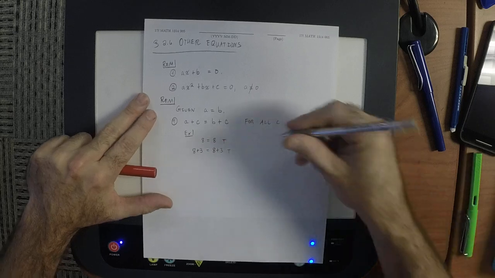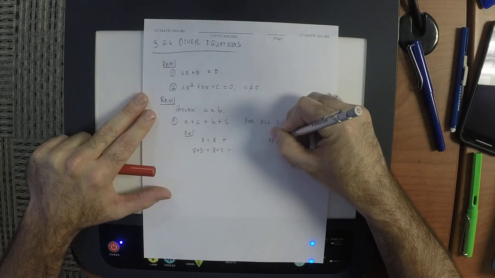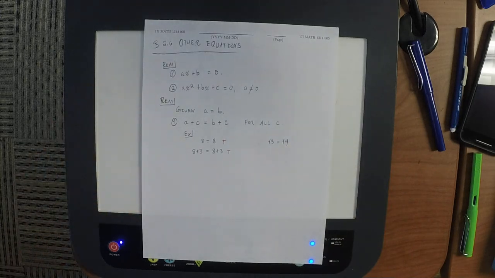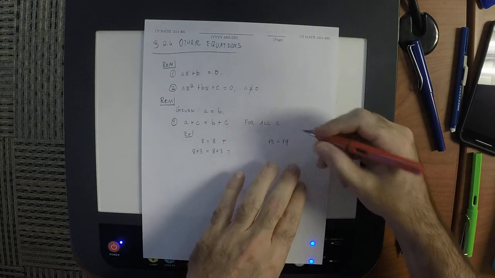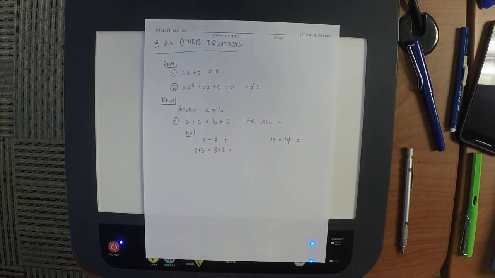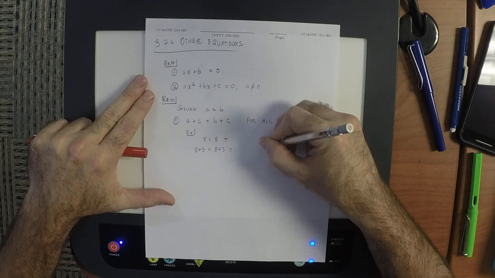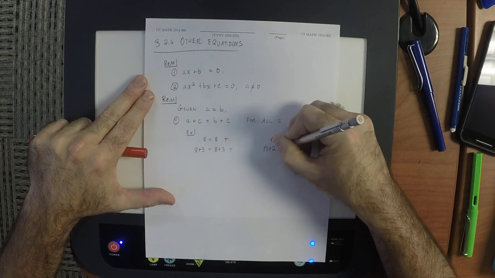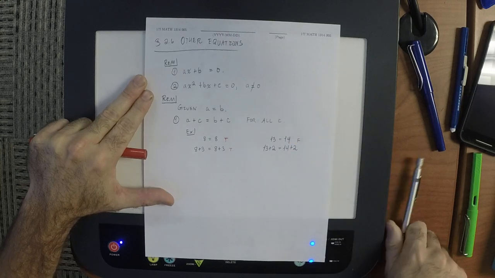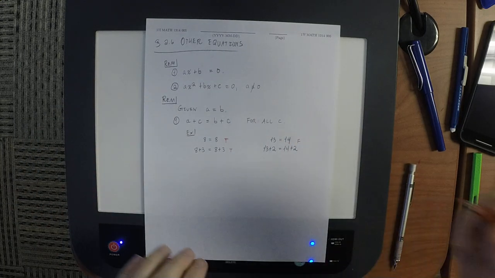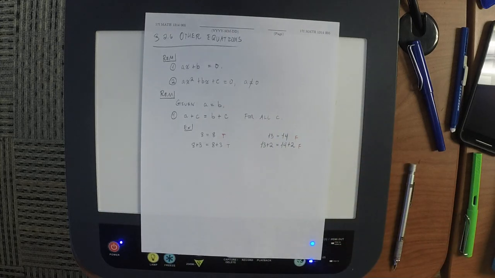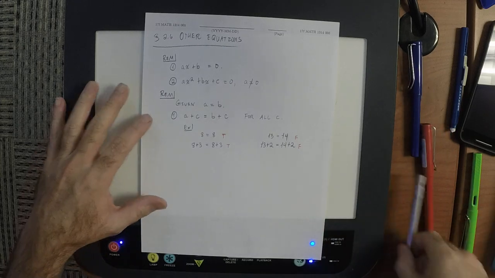Okay, what about 13 equal 14? False. Okay, so is it an equation? Yes, and it is false. Okay, suppose that we add the same number to both sides. 13 plus 2 equal 14 plus 2. How about that? Still false. So what I want you to understand is that adding something to both sides is truth-preserving. If the equation was true, then it is still true. If the equation was false, it is still false. Okay?